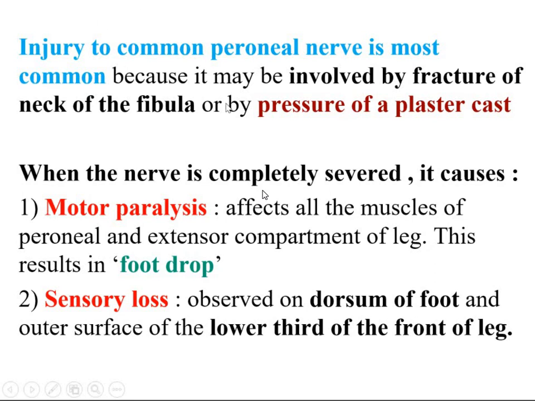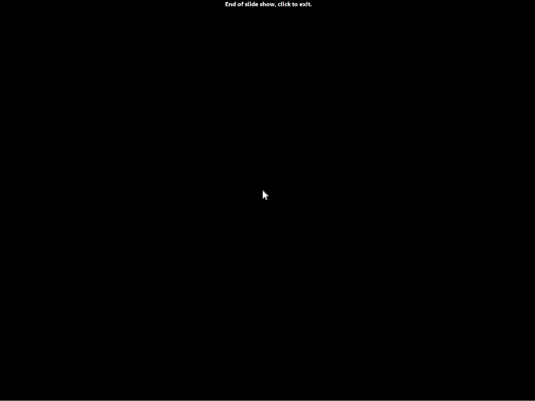तो याद रखना इसको. So when the nerve is completely severed, it causes motor paralysis that affect all the muscles of peroneal and the extensor compartment of the leg, which is resulting in foot drop. Last class में भी बताया था मैंने आपको. Then the sensory loss on the dorsum of foot and the outer surface of lower third of front of leg. ठीक है? So that is it.